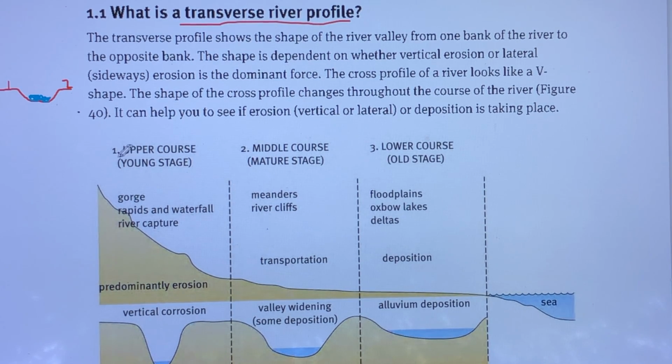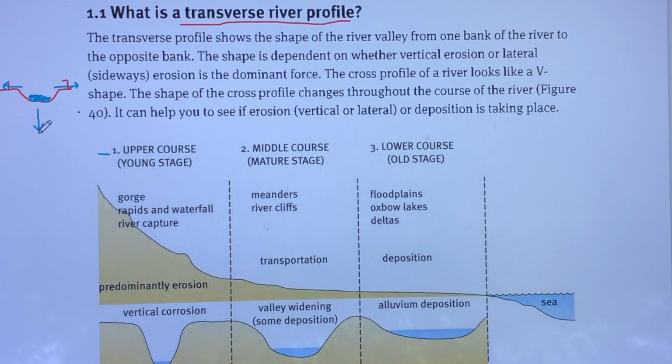For example, in the upper course, the dominant type of erosion is vertical erosion, which is the erosion that erodes downwards. And lateral erosion is the erosion that erodes laterally. So if lateral erosion is dominant, or there's more lateral erosion occurring, this basically means that there will be a wider river. The river is going to become wider in that particular course.